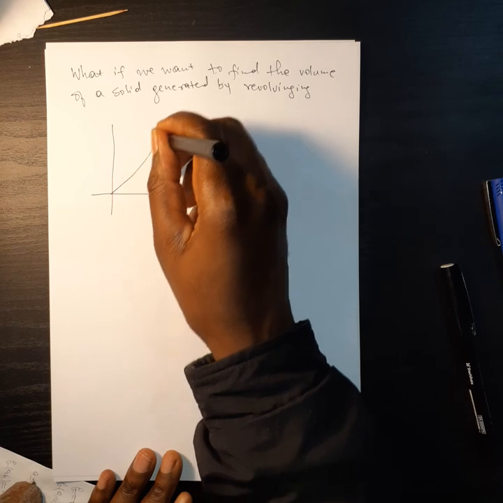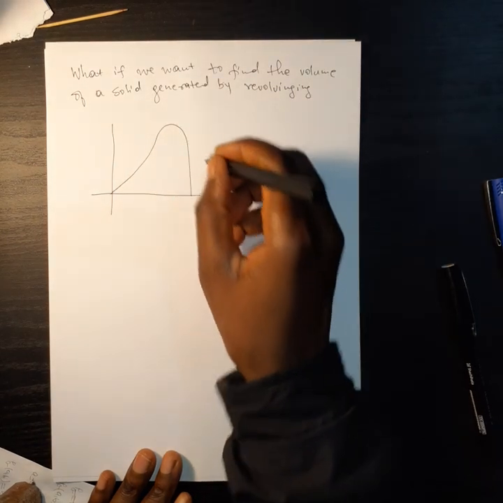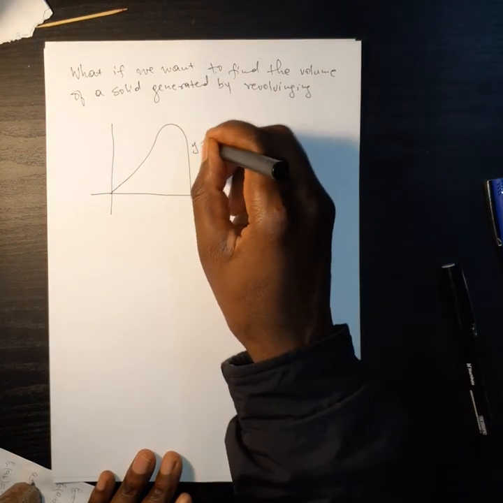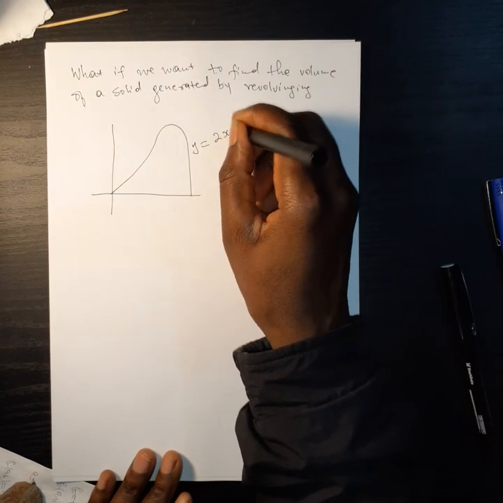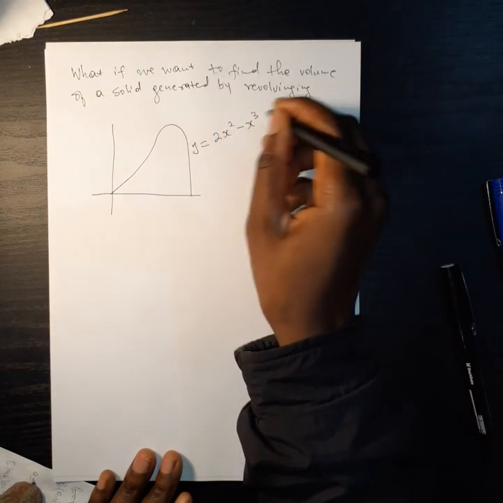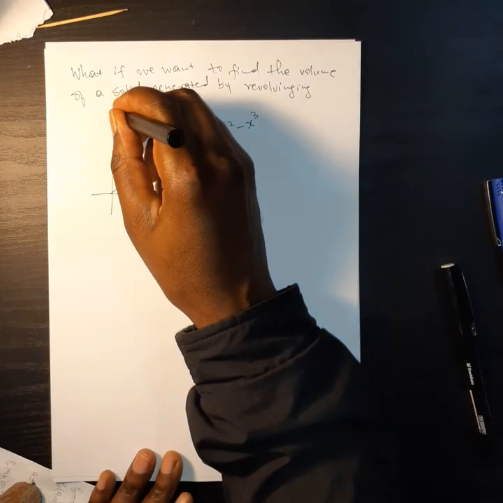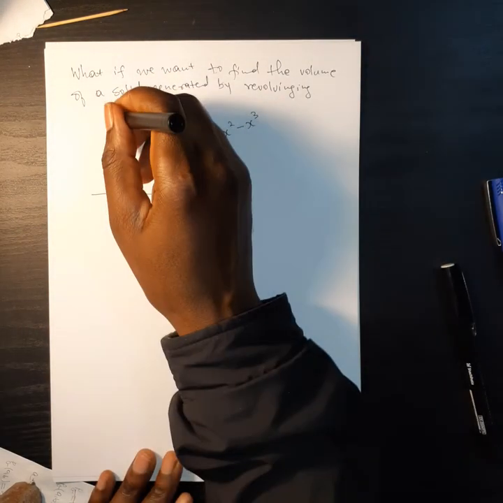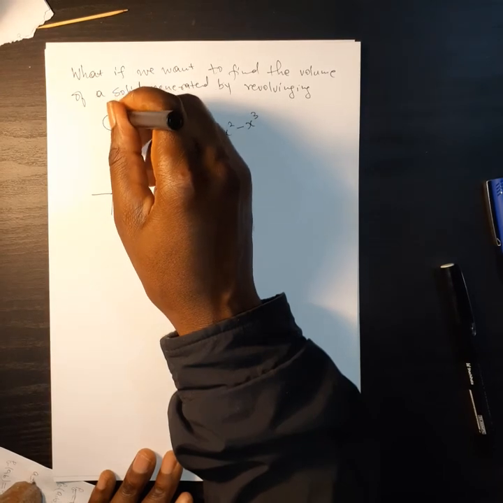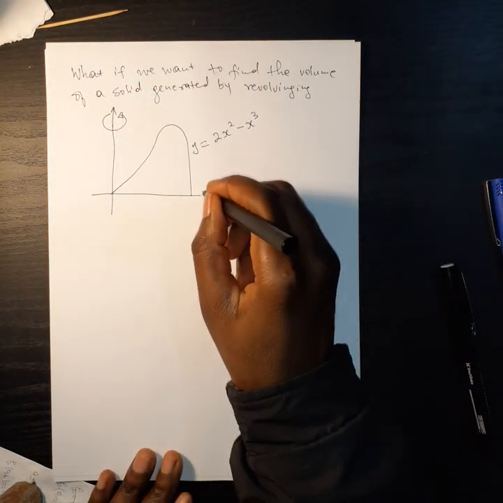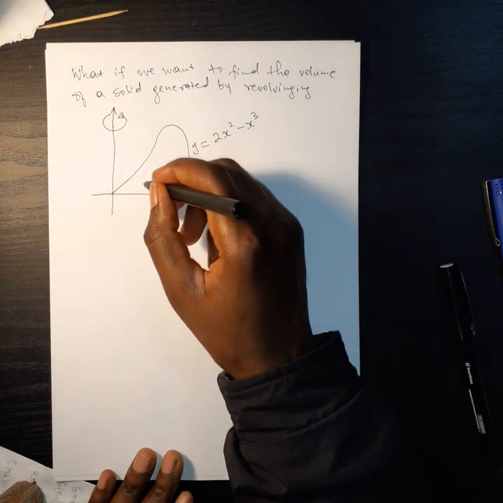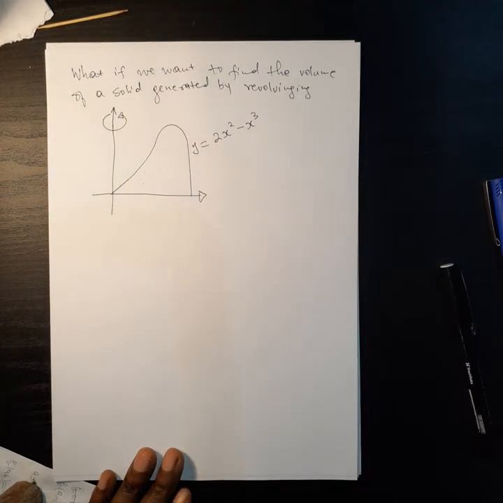let us be specific. Say you have a graph y equal to 2x squared minus x cubed, given like this. Don't worry about how to draw this, it's given free of charge. But now you are rotating this about the y-axis. Then you want to find the volume of the solid generated. How are you going to do it?